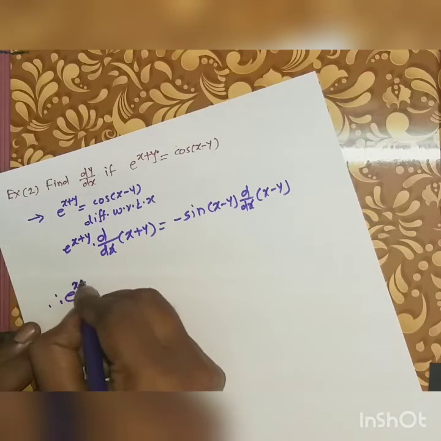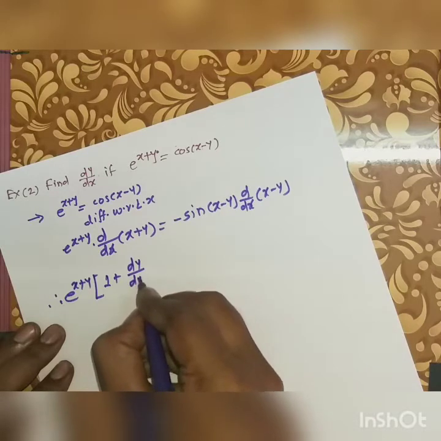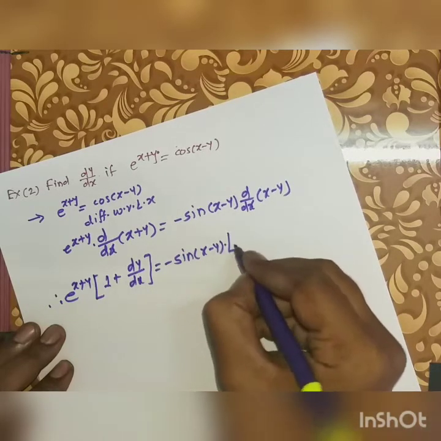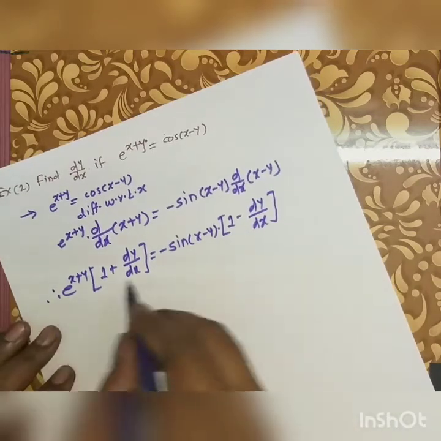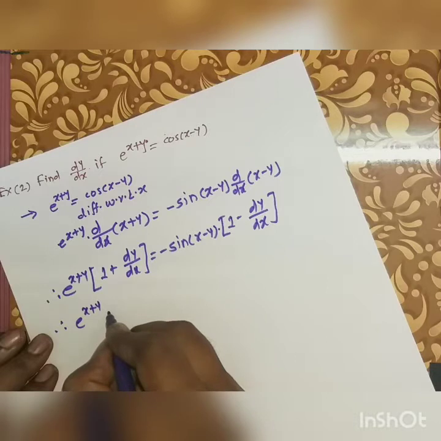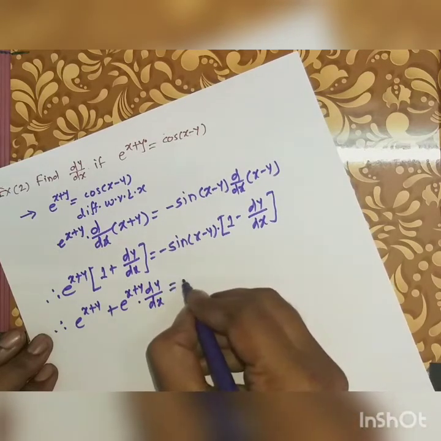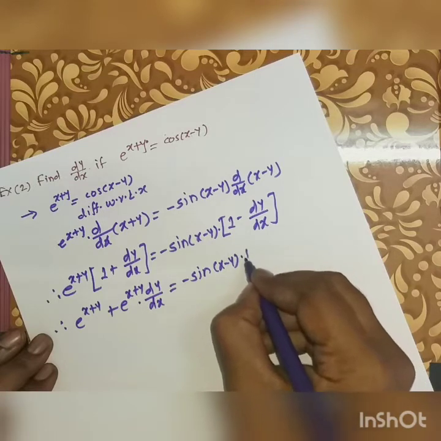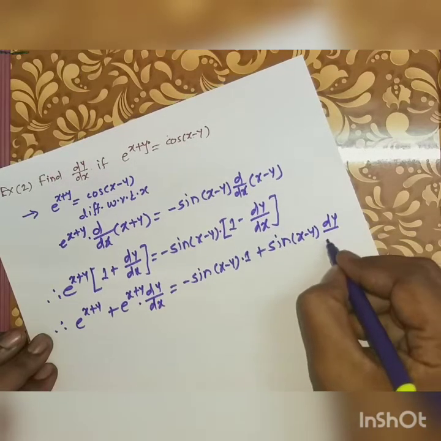Therefore e raised to x plus y bracket, the derivative of x is 1 plus the derivative of y is dy by dx, is equal to minus sine of x minus y into, the derivative of x is 1, minus the derivative of y is dy by dx. Multiplying each term by e raised to x plus y, therefore e raised to x plus y into 1 is 1 plus e raised to x plus y into dy by dx is equal to minus sine of x minus y into 1 minus minus, plus sine of x minus y into dy by dx.